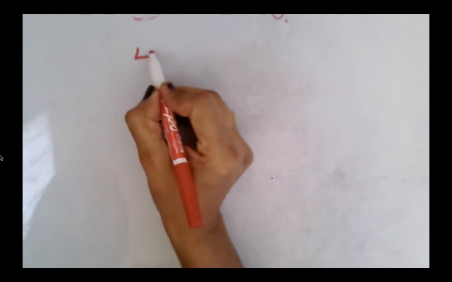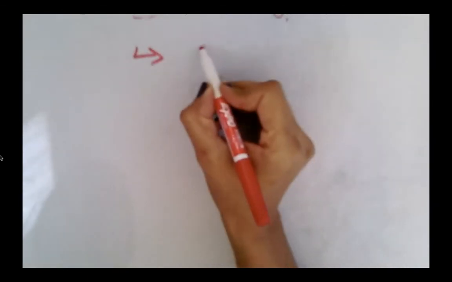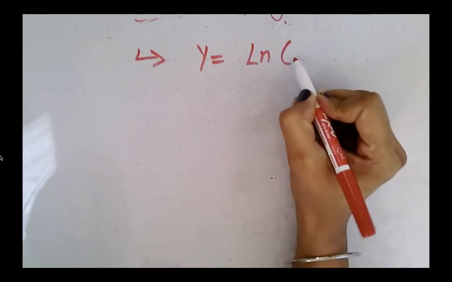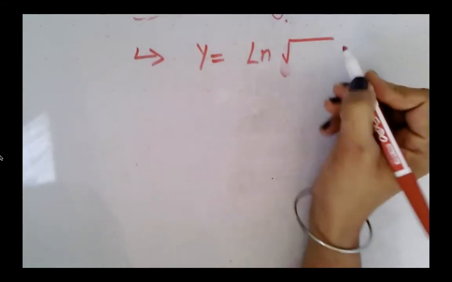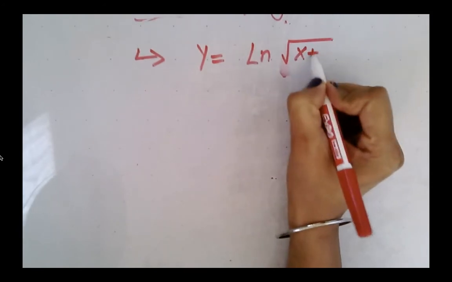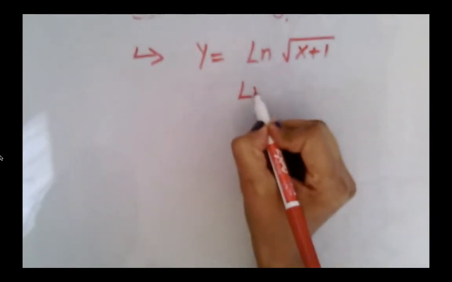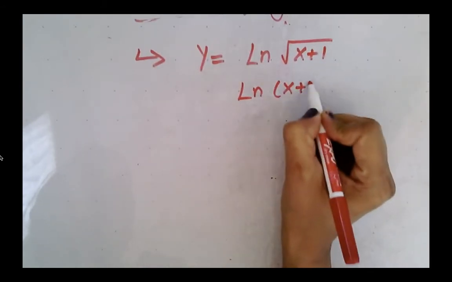So let's look at example number 2. I hope you remember expanding properties, because sometimes if you use those properties to find the derivative, trust me, it would make it way easier. So let's say if I have something like this, it's square root of x plus 1, all right? What I would do is I'll simplify first. So let's rewrite this.